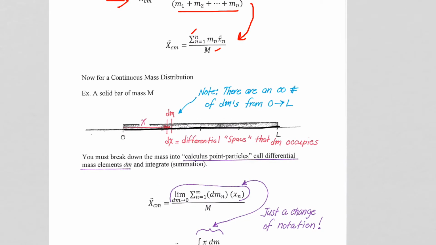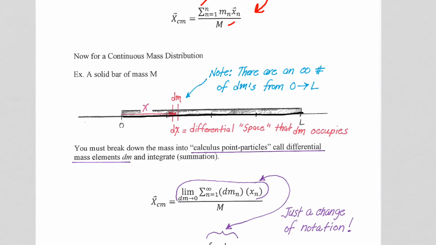So the first thing you want to do is introduce the calculus version of a point particle. And the calculus version of a point particle is this dm. So we always want to put a dm slice into the problem and think of it as really just, as I've said, a calculus point particle. And then x becomes the variable from the origin to that dm spot. So here we're saying this is a bar that goes from 0 to the full length of the bar, L. And then dx is the differential space that dm sits on.